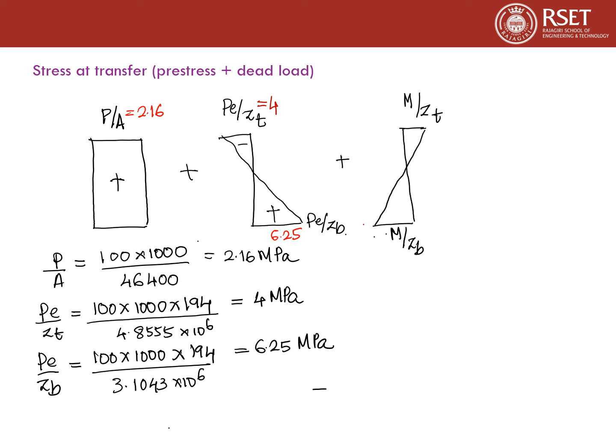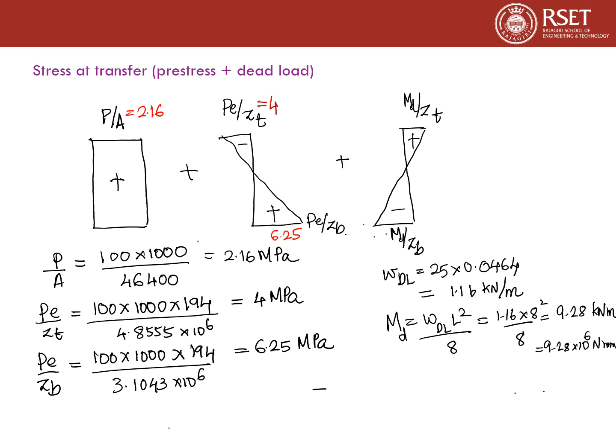Now due to the loading, we need to take only dead load for calculating the stress at transfer. So it will be MD by ZT at the top and MD by ZB at the bottom. At top it will be compression, plus, and at bottom it will be tension, minus, because it's a sagging moment. Now the bending moment due to the dead load will be WL square by 8. W will be the dead load on the beam, which is 25, the unit weight of concrete, into the area in meter square. So we get 1.16 kilonewton per meter. Substituting the values in W L square by 8, it comes to 9.28 kilonewton meter. This is the maximum bending moment due to the dead load alone.